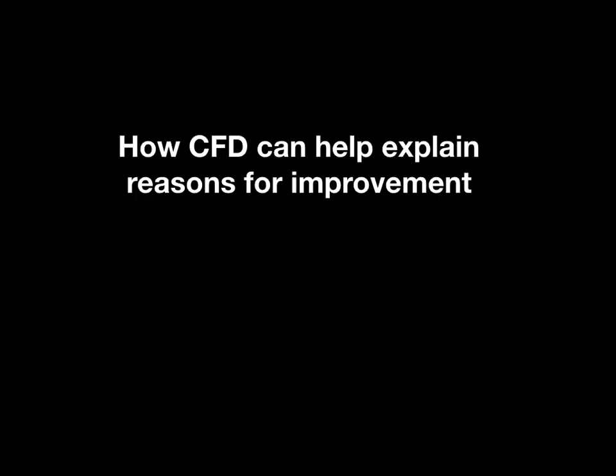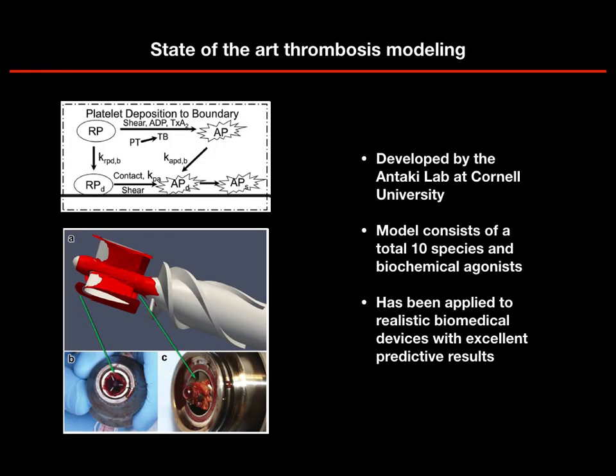Now that we have achieved significant in vivo improvements, we will discuss how CFD can help explain the reasons for this improvement. We do this by using state-of-the-art thrombosis modeling. This model has been developed by the Jim Antaki lab at Cornell University. The model consists of a total of 10 species and biochemical agonists. This model has been applied with good success to realistic biomedical devices. The image on the left shows its application to the HeartMate 2 blood pump.